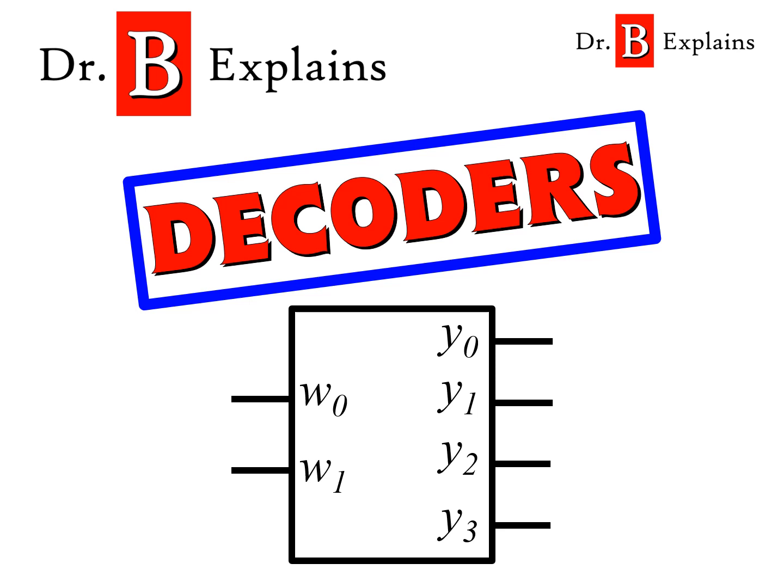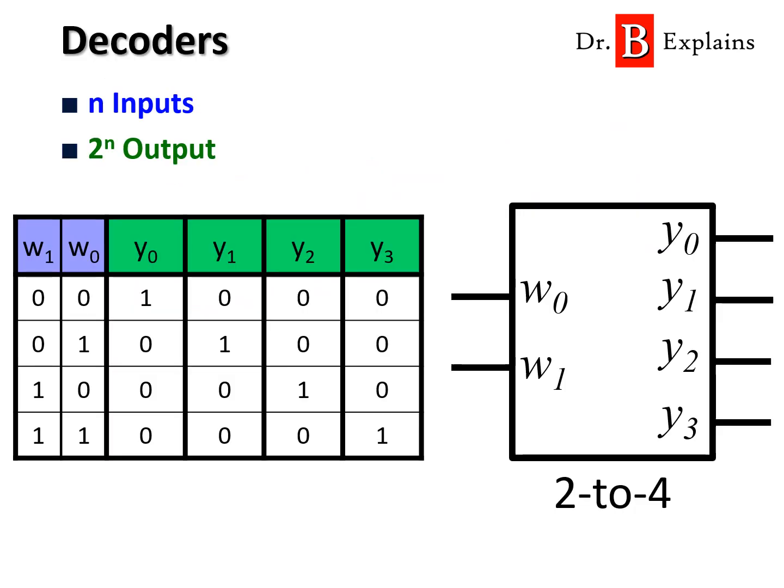In this video, we're going to learn about decoders. A decoder is a combinational logic circuit that has n inputs and 2 to the n outputs. How does this one work? In this case, the output that is going to be turned on, or that is going to be a 1, depends on the value of the inputs.